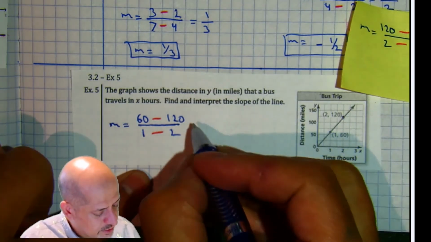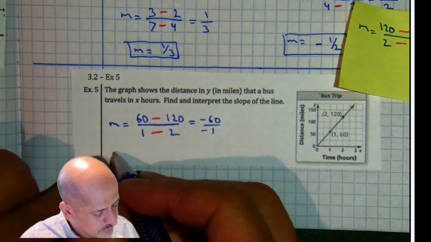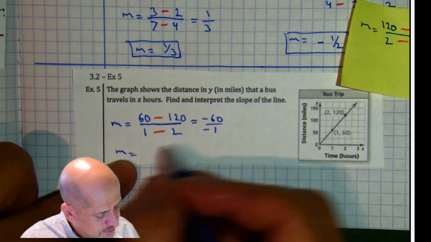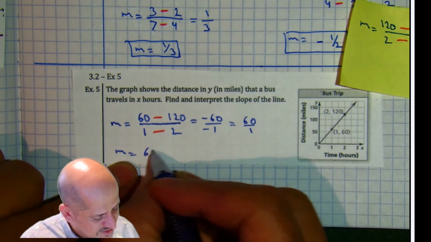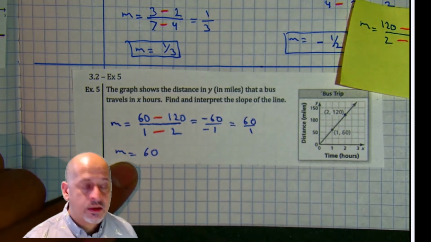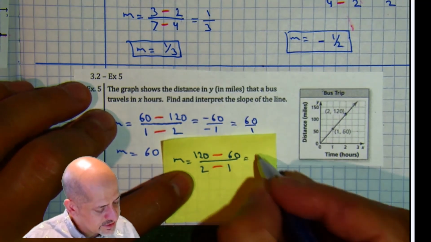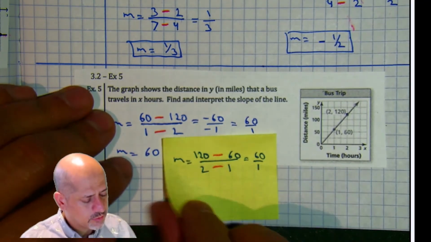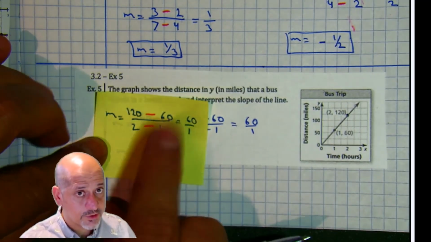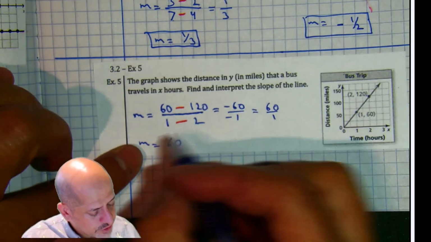So that gives me negative 60 over negative 1. So therefore, my slope is 60 over 1, which is 60. If I had done it the other way, this will be 60 over 1, which is the same answer. Well, most of the time I do prefer to do it this way. But either way, you get the same answer. So this is my slope.